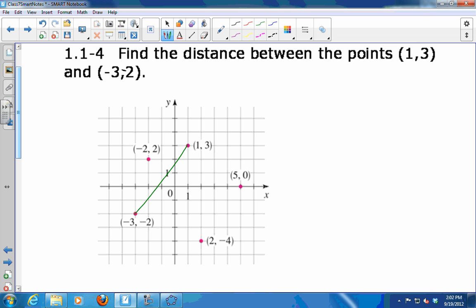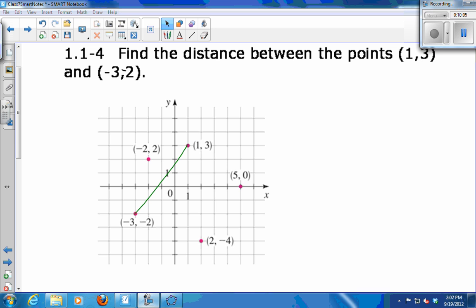So work in your groups. I want you to come up with that distance. You can do either way, the Pythagorean theorem or the distance formula. And in fact, if you have time, try both. Make it come out the same. Question?